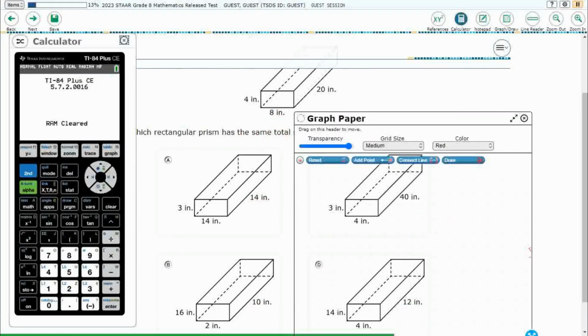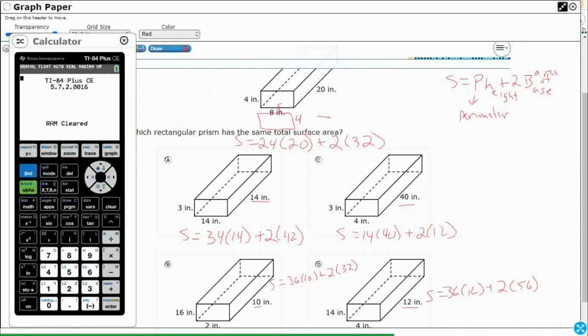Now let's calculate. Let's see what we have here with our calculator. So let's do the original, right? 24 times 20, and then plus 2 times 32. What are we looking for? We're looking for 544. All right, so we're just going to calculate each of these. We've got all the formulas completed here. We're looking for 544. So let's look at A.